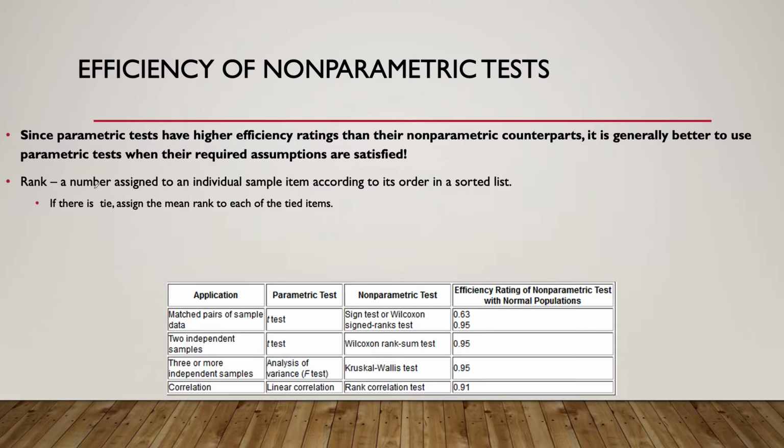The rank, though, is defined as a number assigned to an individual sample item according to its order in a sorted list. And if there is a tie, we assign the mean rank to each of the tied items.